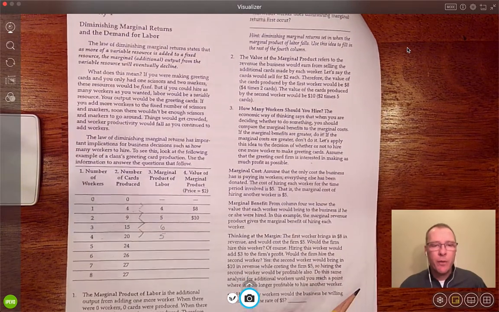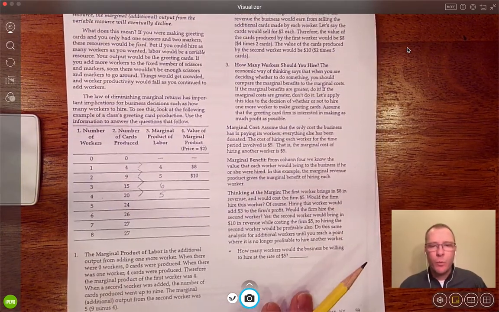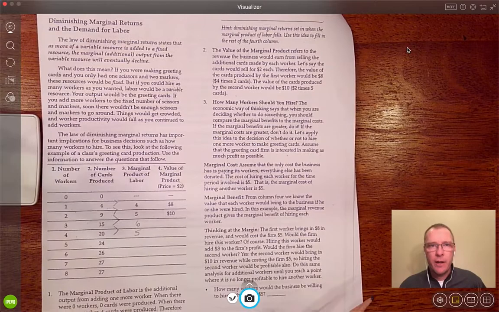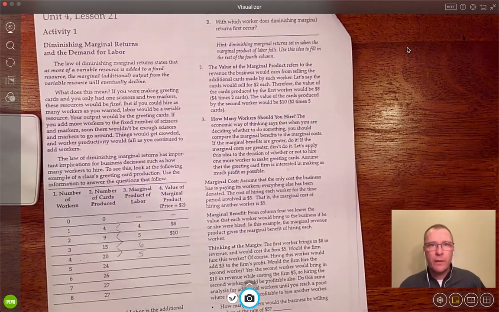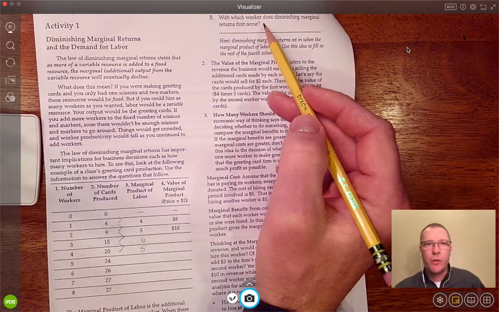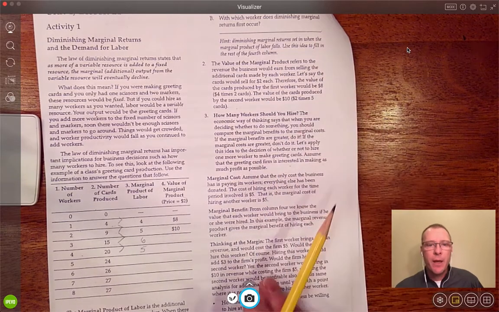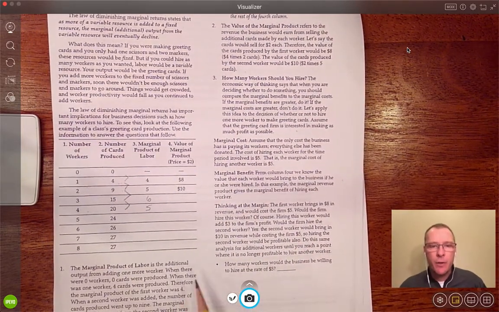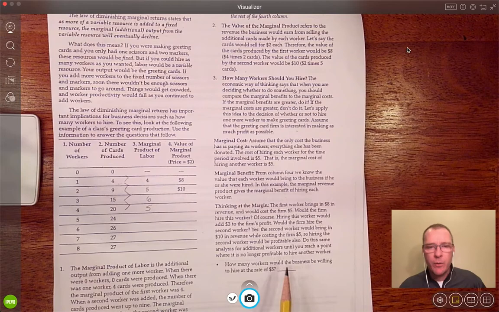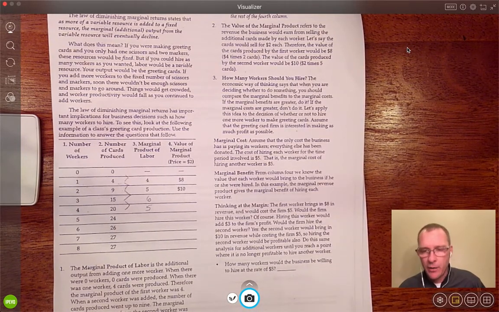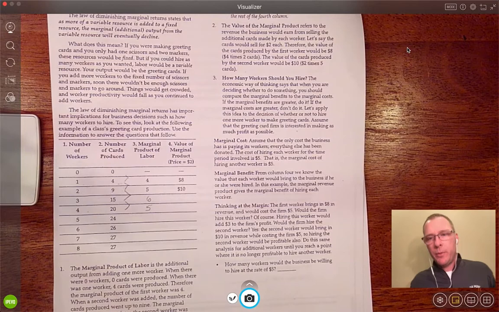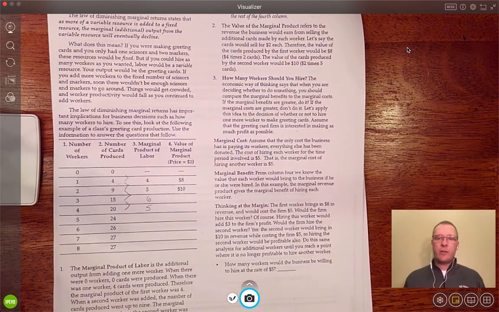When you're done with that, what we want you to do is come over here and say, okay, when do diminishing marginal returns first occur? And then last but not least, if we take these workers and we decide to pay them $5 per person, how many workers will I actually hire? You can go ahead and do that little piece of paper, and then you can check your answers in Google Classroom.